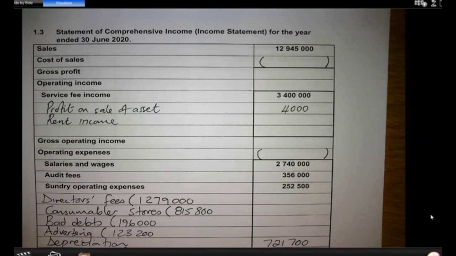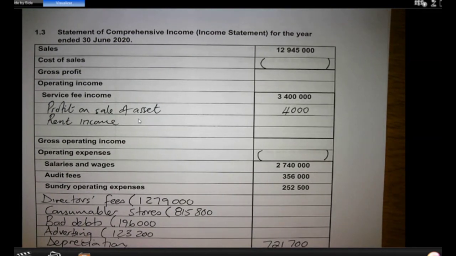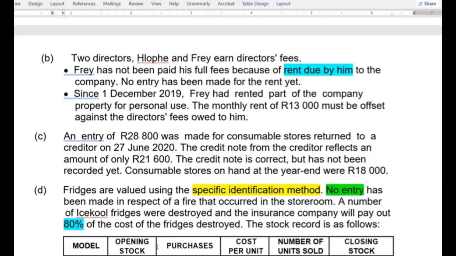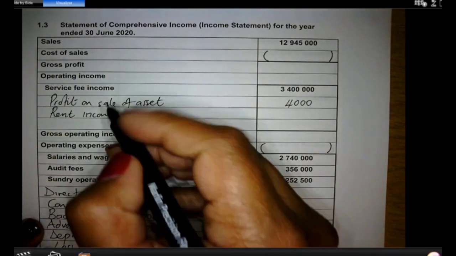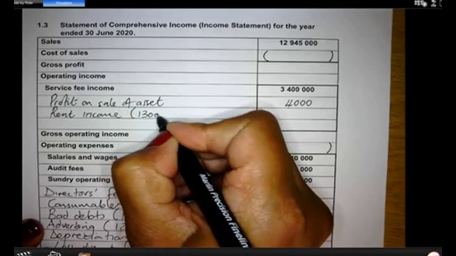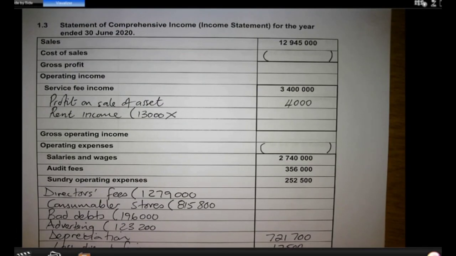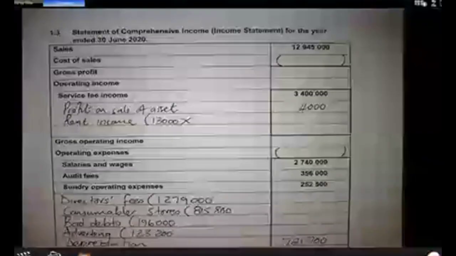Okay. Maybe I'm making a bit of a bigger thing about it. The rent, so they are putting rent income. Let's just go again. And you are also now toggling between your answer sheet and your question paper. The monthly rent, so the rent is 13,000 Rand per month, must be offset against the fees. When did he owe us the rent from? December, the 1st of December. When does our financial year end? In June, okay? So our financial year ends in June. He owes us 13,000 Rand per month for how many months? Count from December to June, and on the chat, tell me how many months worth of rent he owes us.